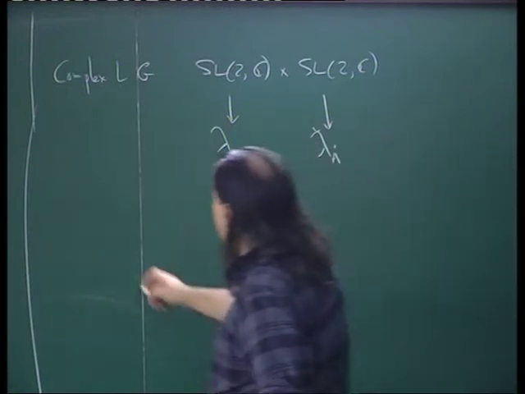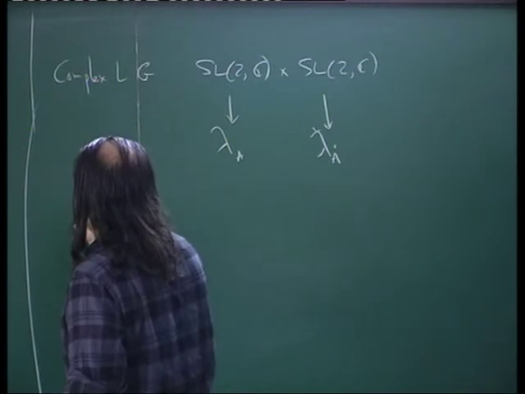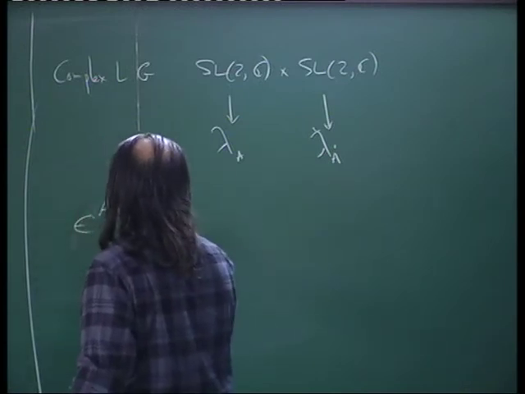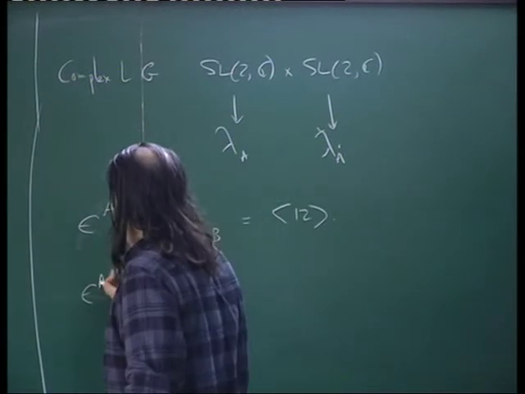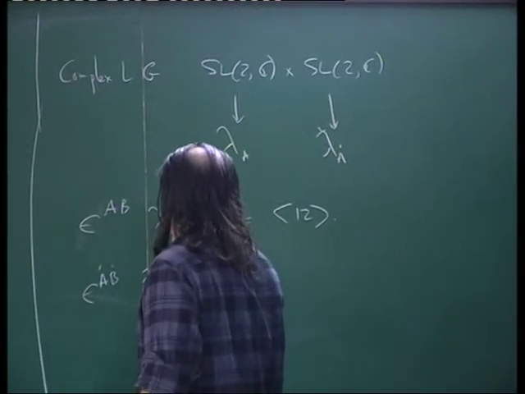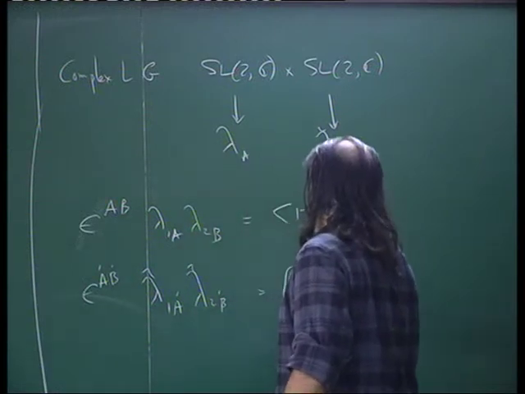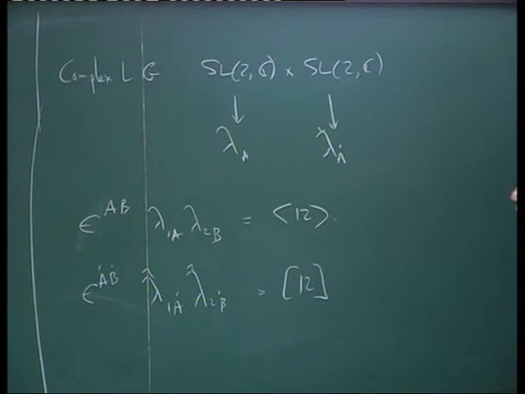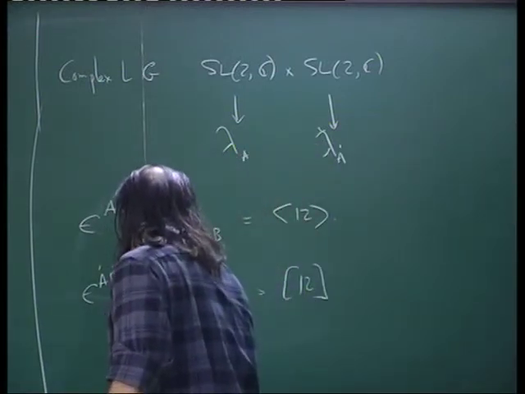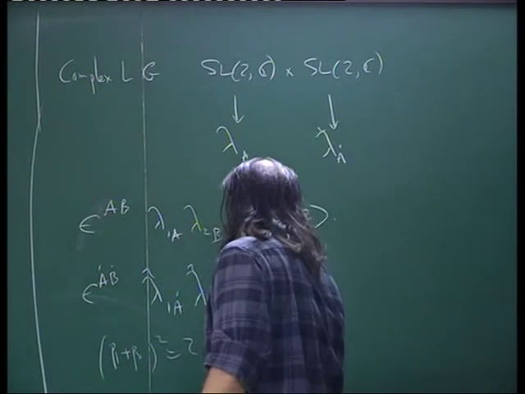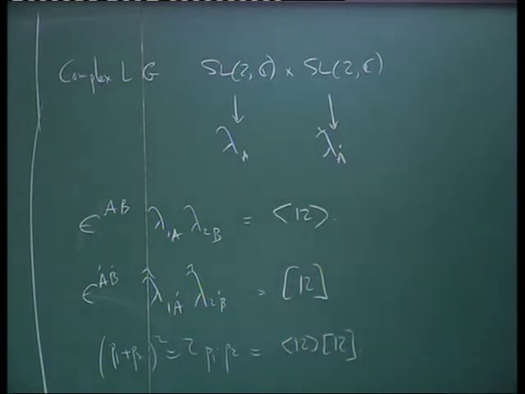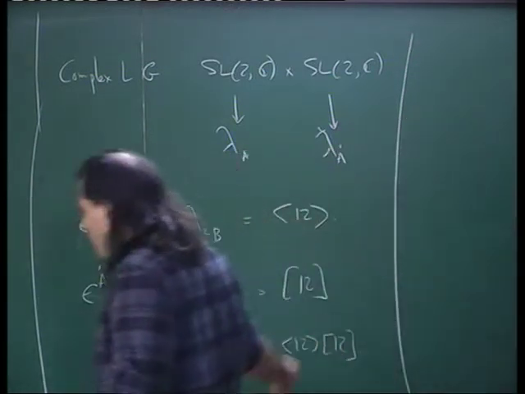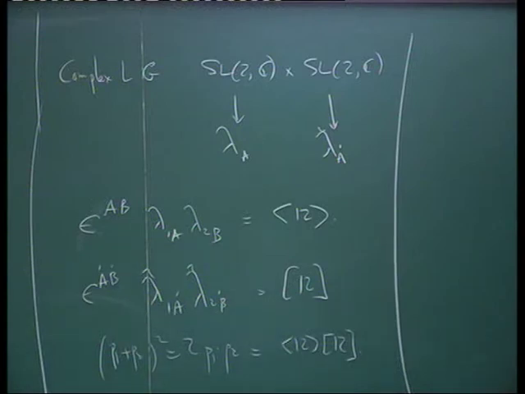The Lorentz invariants that we can build are things, the only invariant tensor we have is the epsilon symbol, so we can contract two lambdas together. That's denoted by an angle bracket. We can contract two lambda tildes together. That's denoted by a square bracket. Things that we're used to, like P1 plus P2 squared, which is 2P1 dot P2, in this language would be angle bracket 1, 2, square bracket 1, 2. Okay. And actually, we can nicely understand why an angle and a square bracket occurred there together.